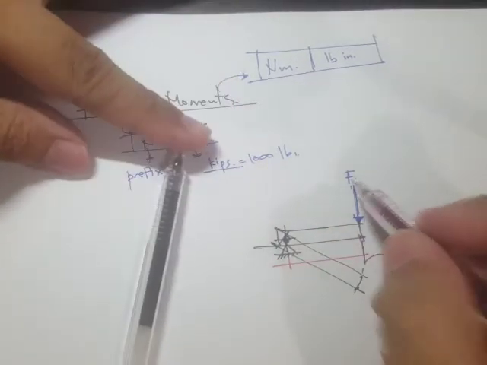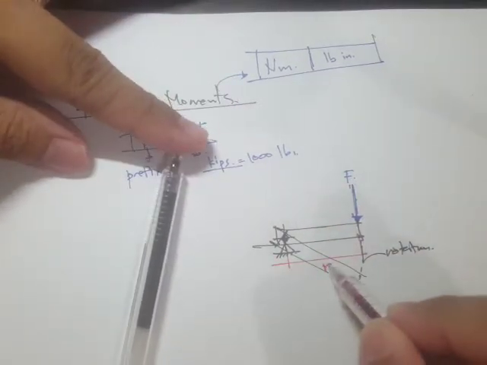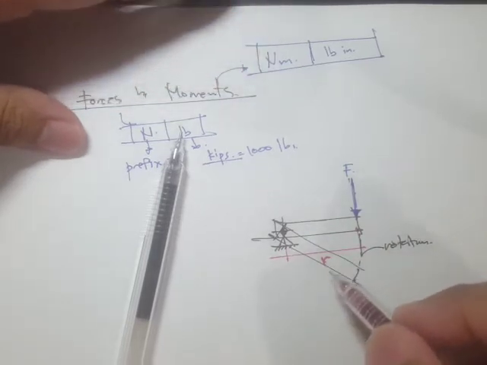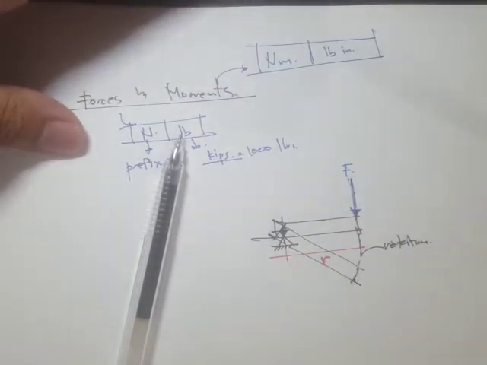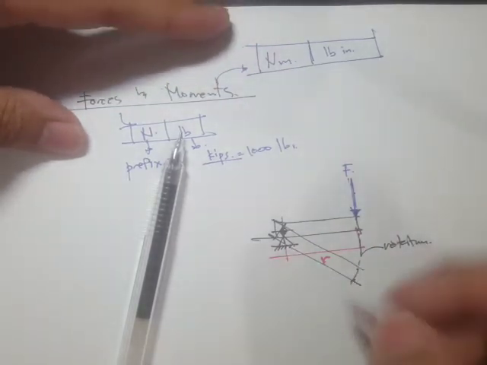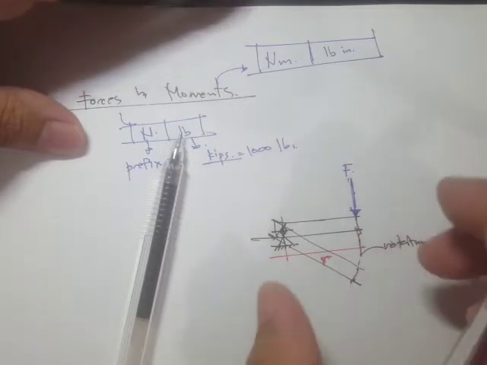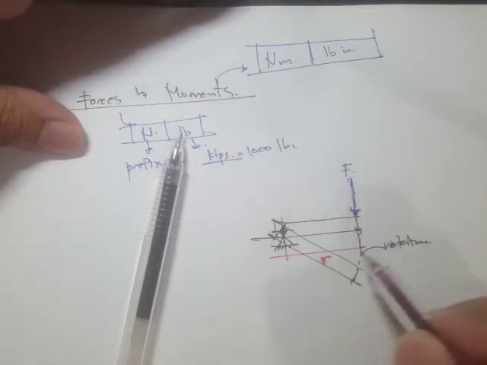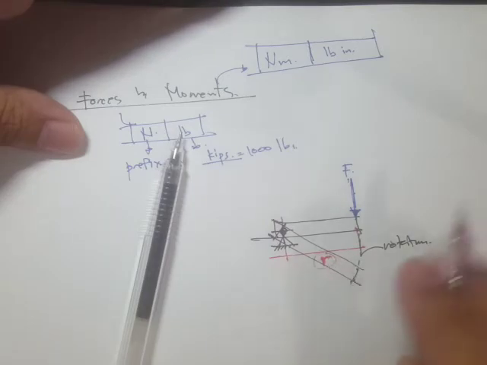Take note this is force times the moment arm. Sometimes you just use R or X or Y, depending upon the axis. But the point here is that the force is perpendicular to the distance.